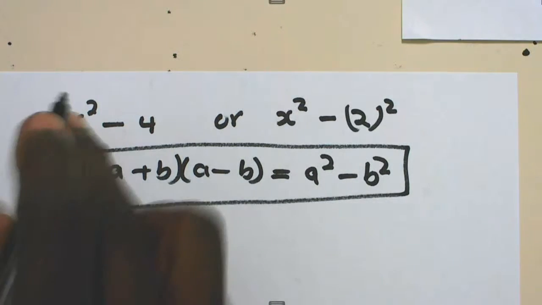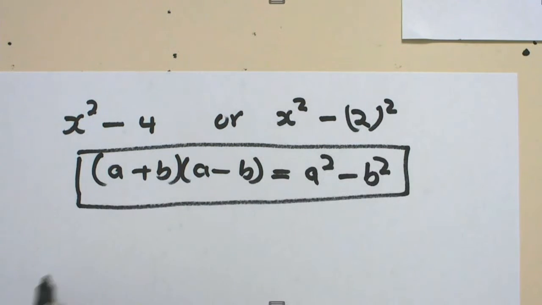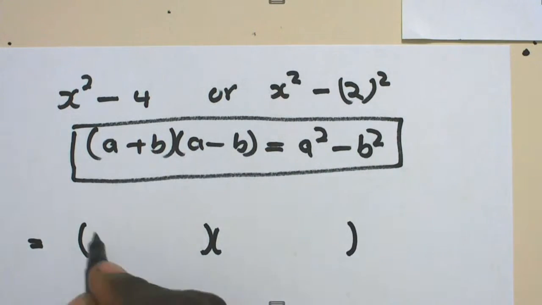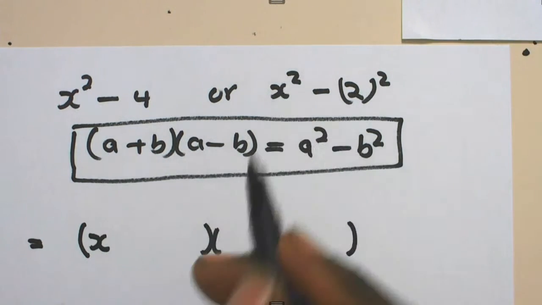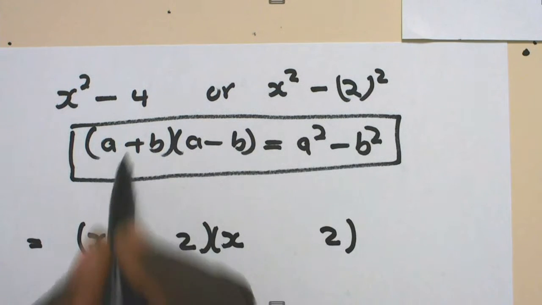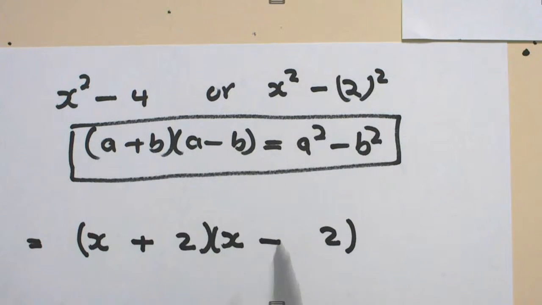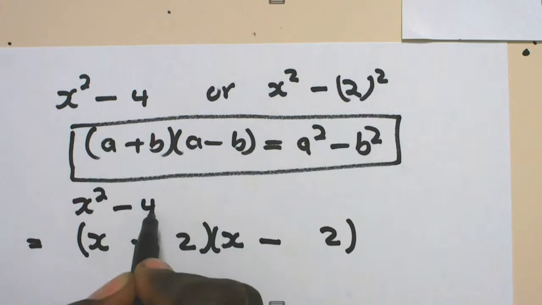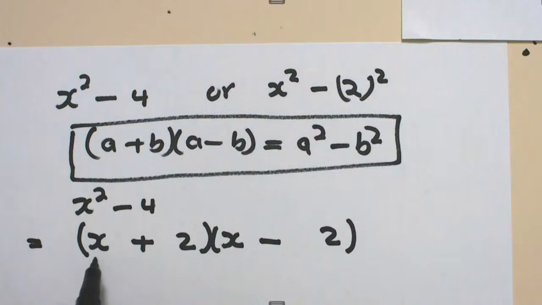So to write the factors of this, 2 brackets must first be written, and then the x, because there are 2 x's there, and there are 2 2's there, and then positive and then negative. Meaning the factors of x squared minus 4 are x plus 2 into x minus 2.